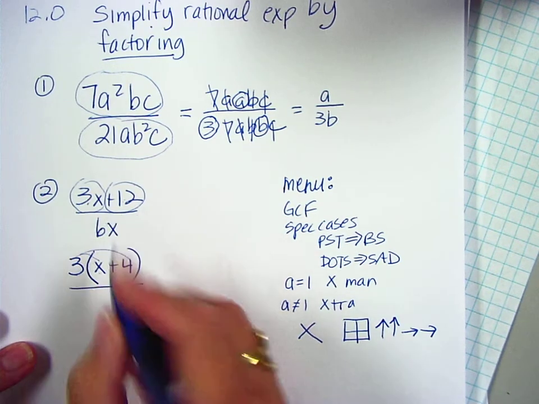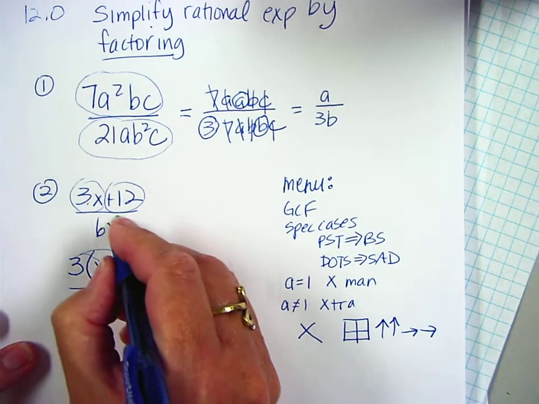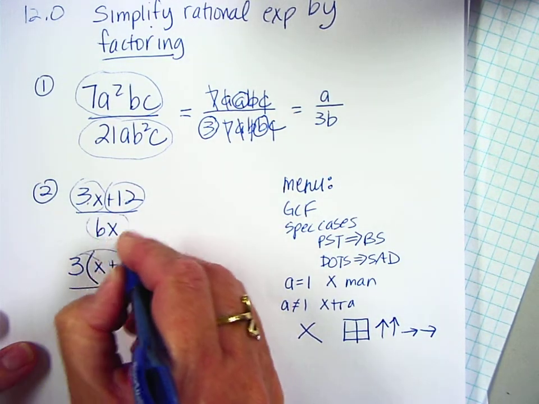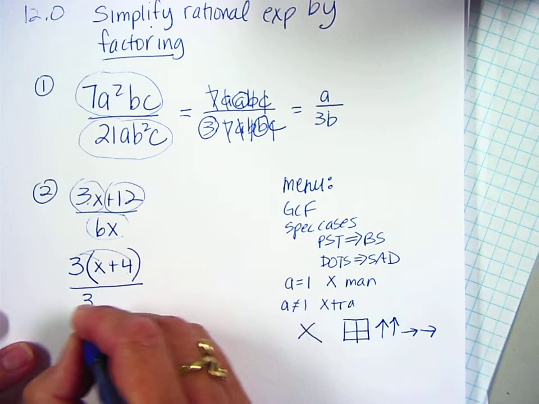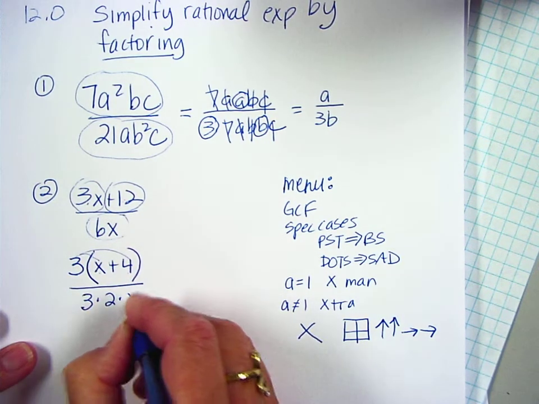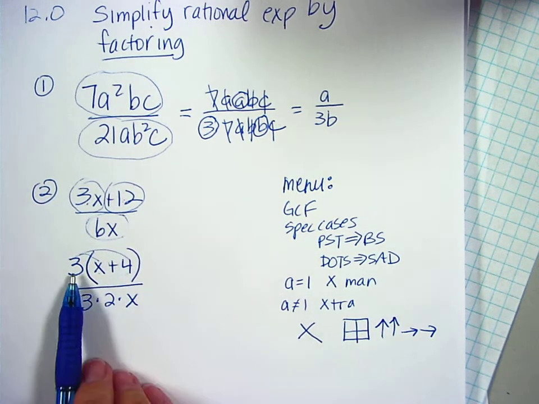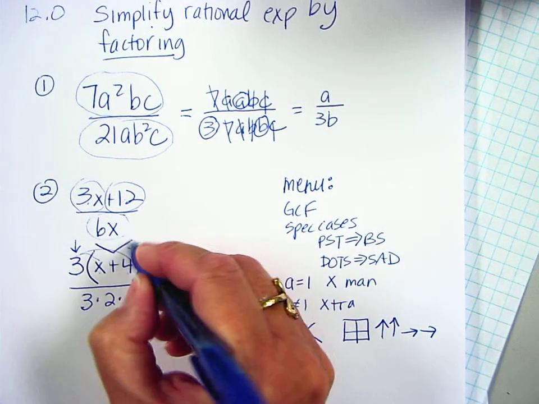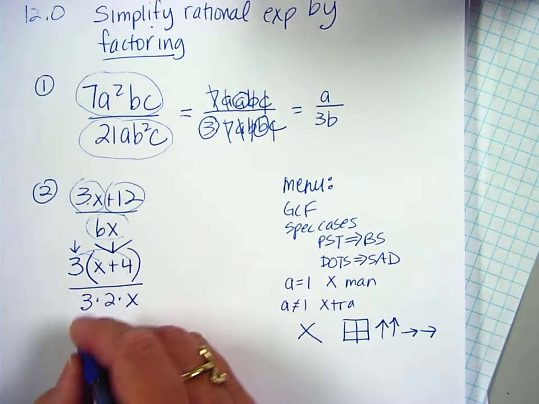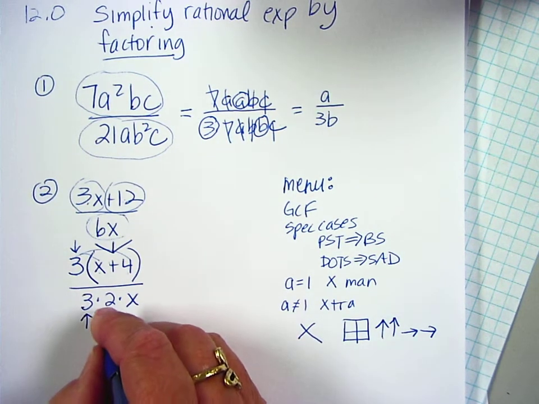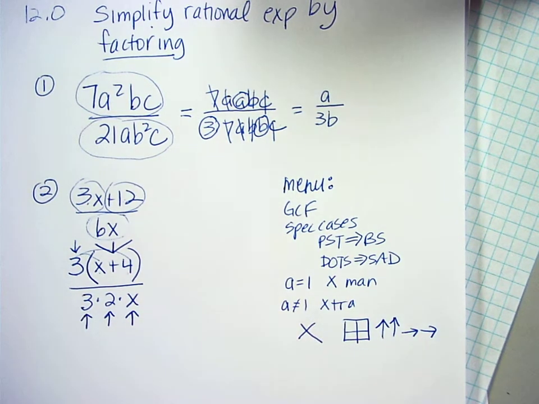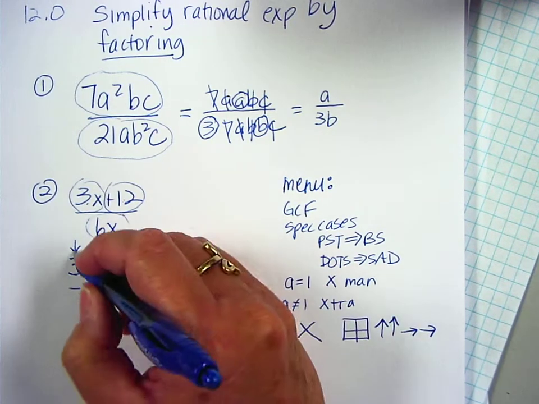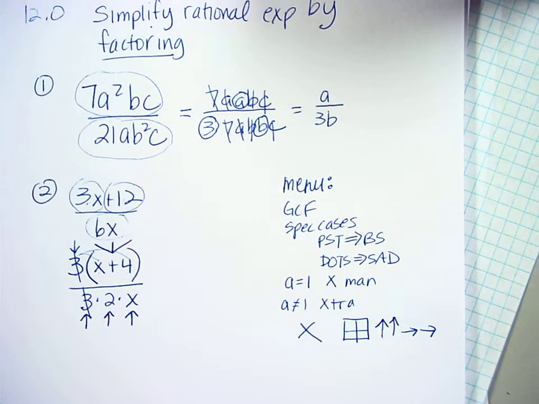And in my denominator, I have 6x. This is a monomial. It's one term. I can just break that apart. So in my numerator, I have 2 factors. 3 is a factor, and x plus 4 is a factor. In my denominator, 3 is a factor, 2 is a factor, x is a factor. Are any of my factors the same? Yes, they are.